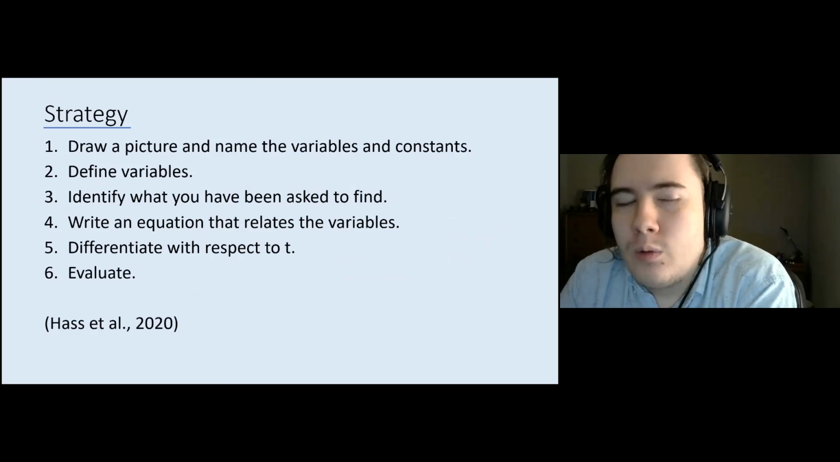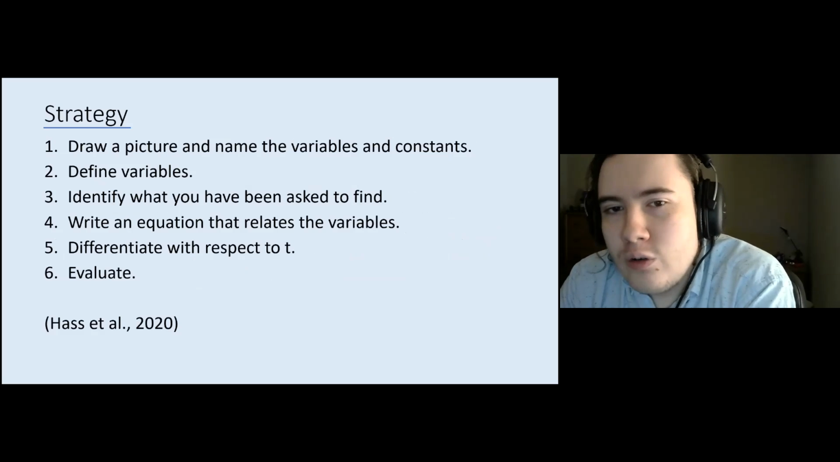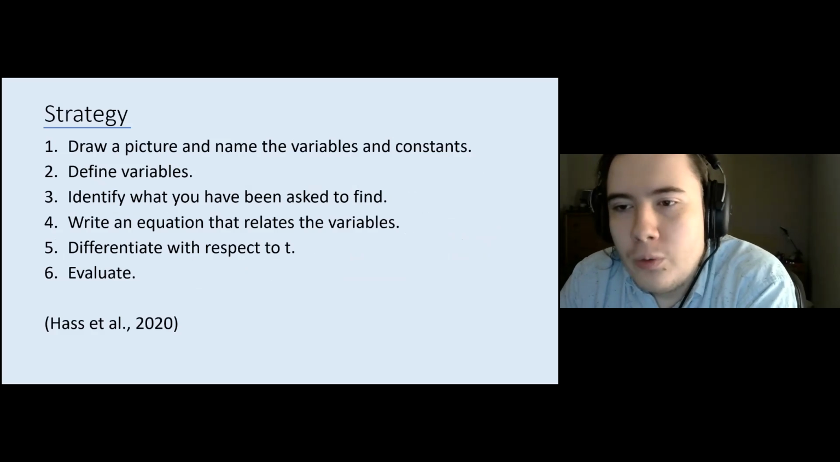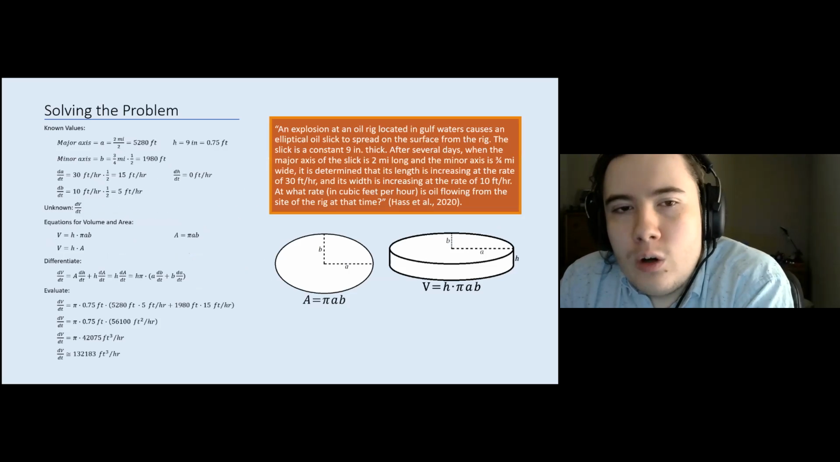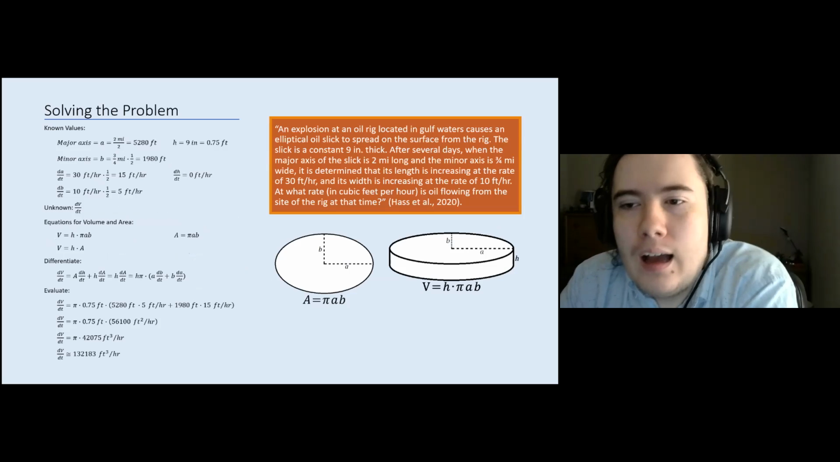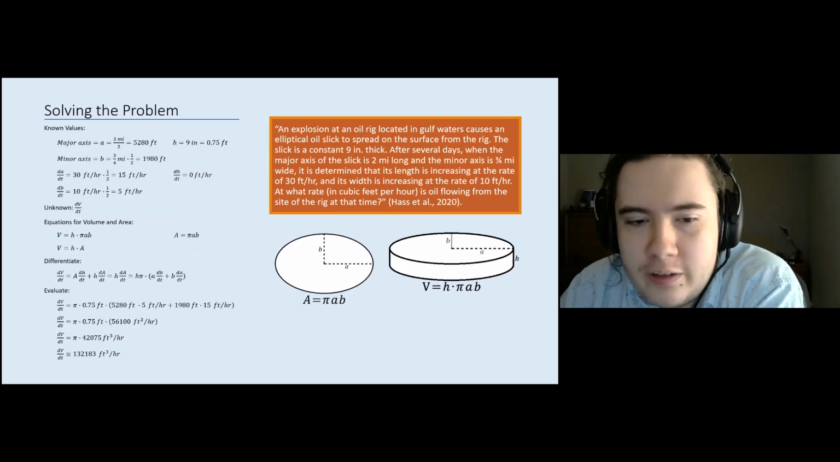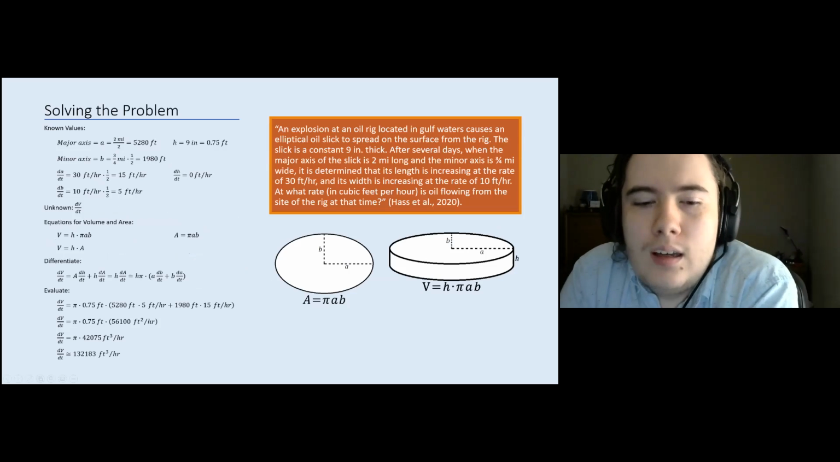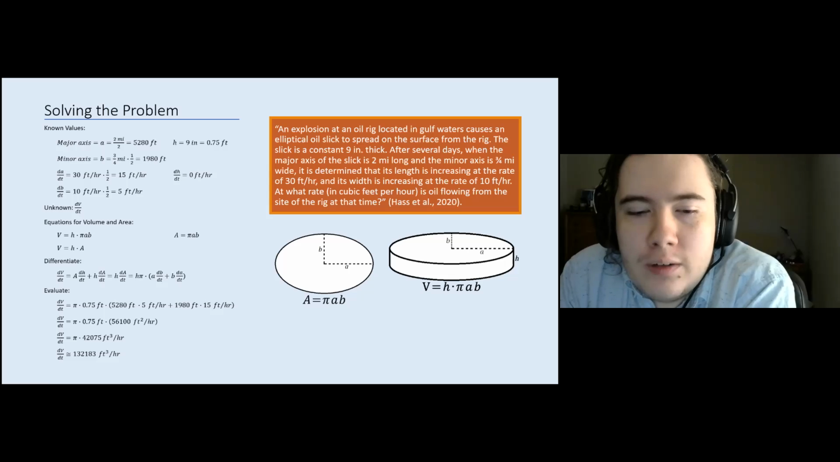Our book gives a really basic strategy for approaching related rates problems, which is to draw a picture and name the variables and constants, define the variables, what they actually are, identify what you've been asked to find, write an equation that relates variables, differentiate with respect to time, and then evaluate the whole thing. So that's pretty much what I did. I made these quick little pictures demonstrating the area and volume of an ellipse and an elliptical cylinder.